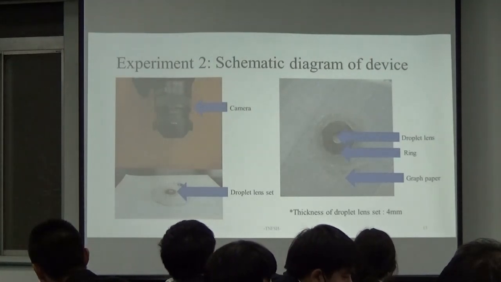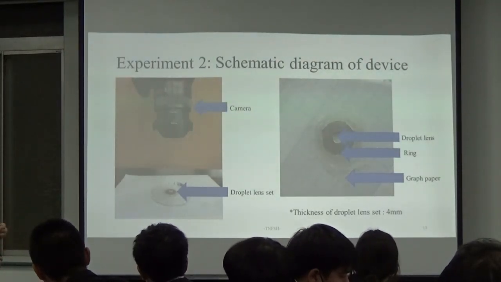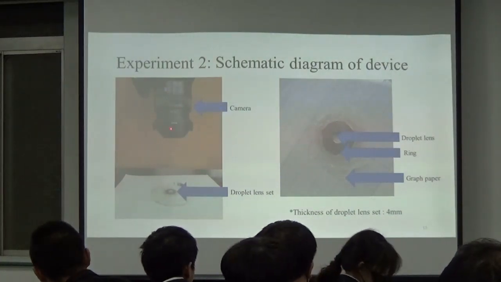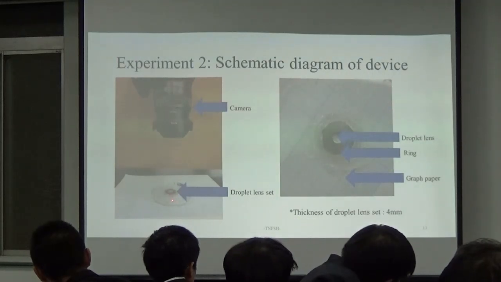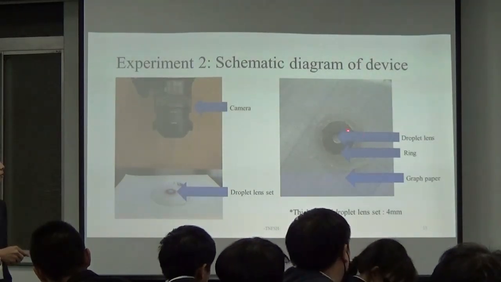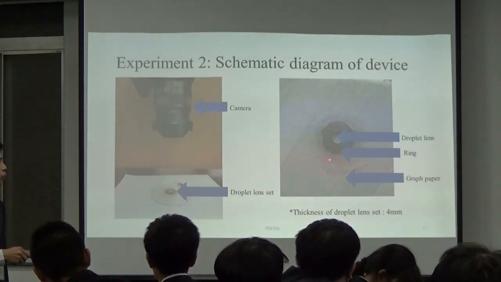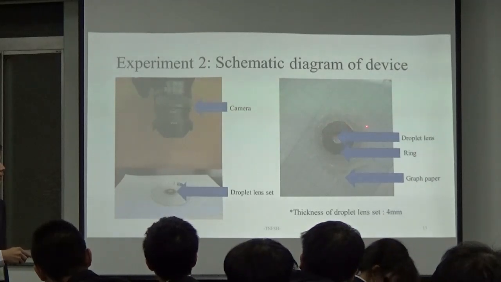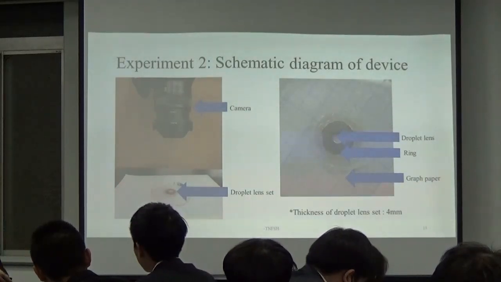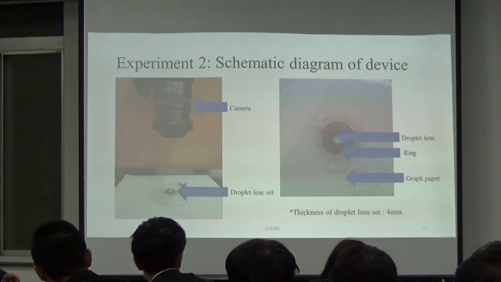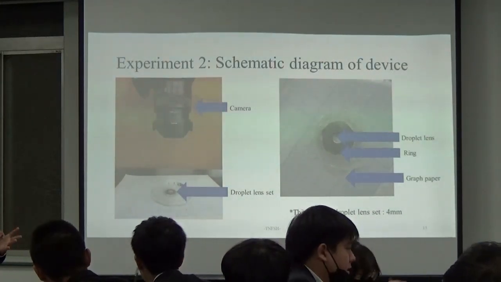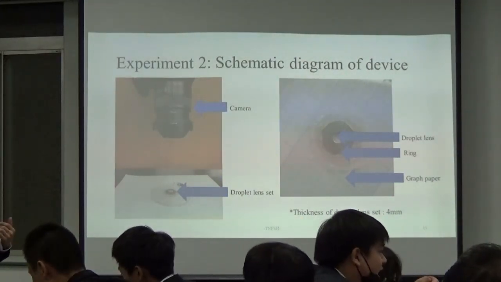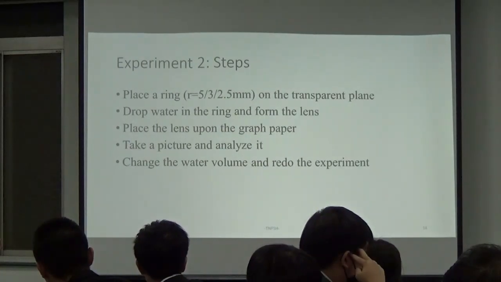And here's the schematic diagram of my second experiment. I have a camera here, and I take a photo of this set. And here's my droplet lens set. I have a ring, and I drop water inside, so it forms the lens, and I have a graph paper under it. Notice that the thickness of the droplet lens set is 4 millimeters, which I will use to calculate further data.